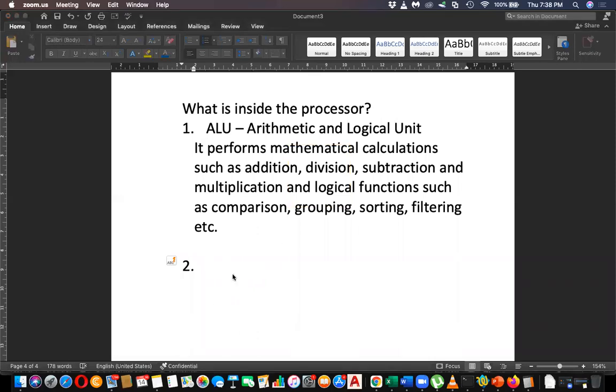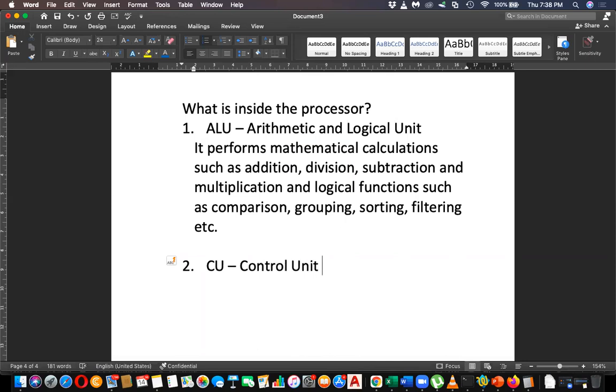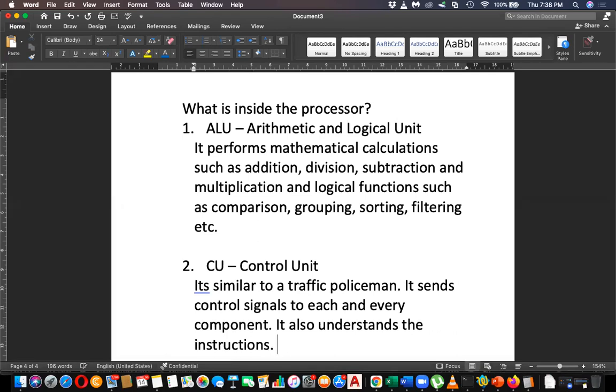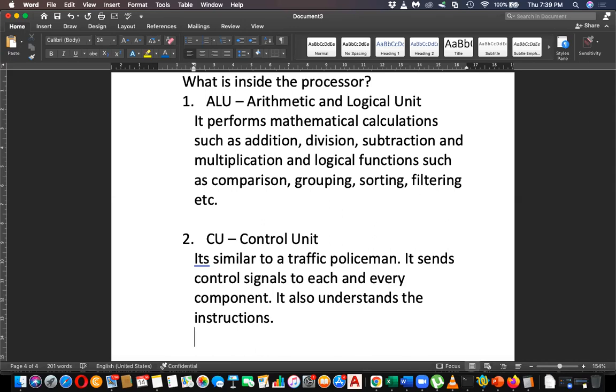Okay, the first one is ALU, the second one is CU, the control unit. It's similar to a traffic policeman. It sends control signals to each and every component. It also understands the instructions. So that is the task of the control unit.